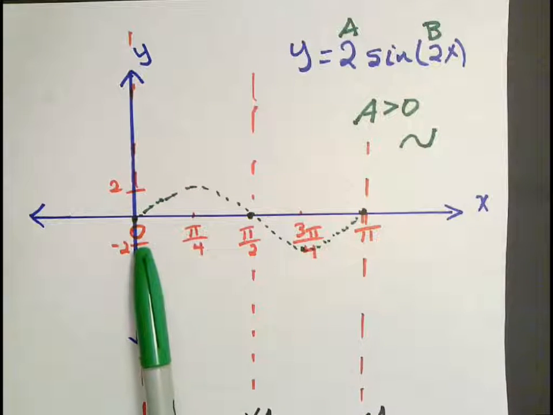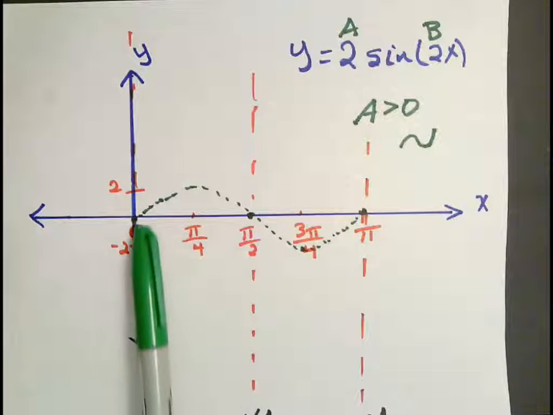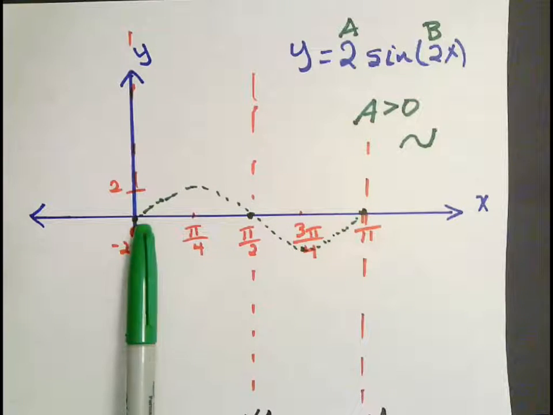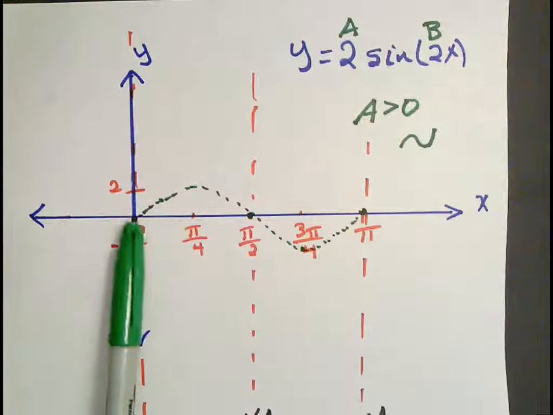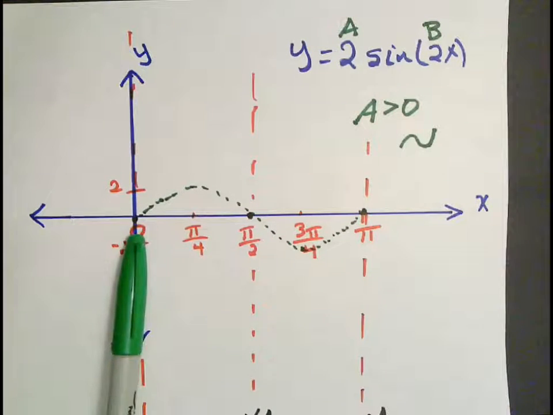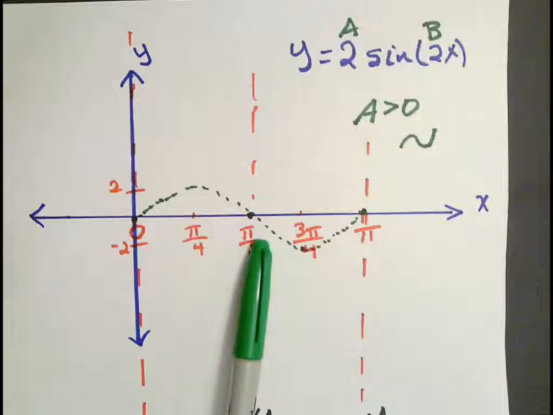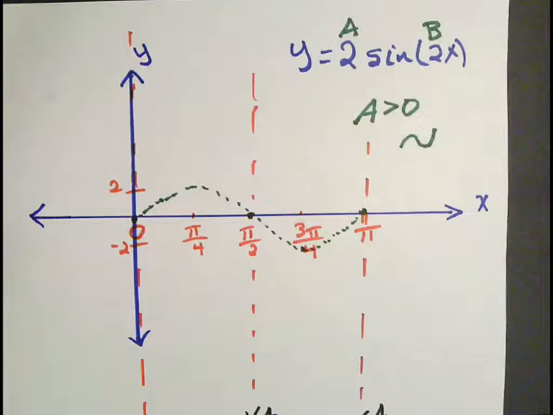But remember, we cannot have division by what? 0? So wherever this sine function is equal to 0, we're going to have our vertical asymptote. So it's going to be at x equals 0, x equals pi over 2, and x equals pi. So once we put in our vertical asymptotes, we're now ready to sketch our cosecant function.